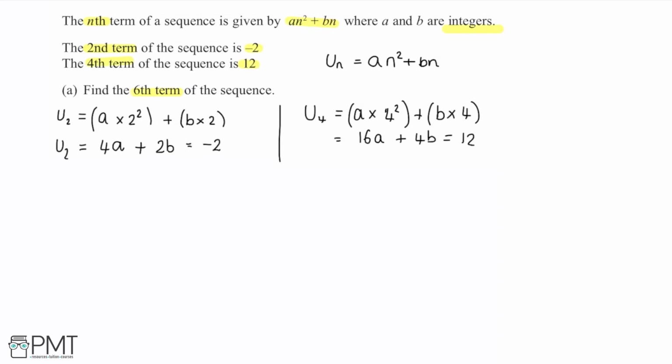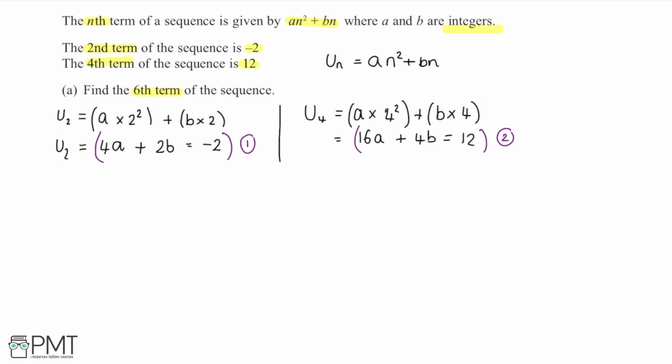We have that equal to 12. Now we kind of have these two separate equations here. So we have 4a plus 2b is equal to minus 2. We can call that equation 1. And then we have 16a plus 4b is equal to 12, and we'll call that equation 2. And in order to solve these for the values of a and b, we can solve them simultaneously.